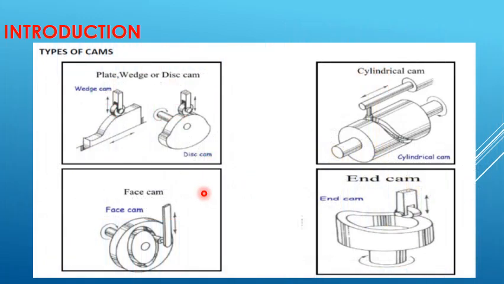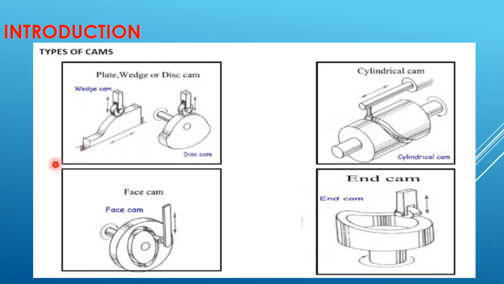Let's look at some of the types of cams. The first one here is a wedge cam. A wedge cam has a reciprocating action. This means the wedge cam is not going to rotate, but it's going to move backward and forward, and because of that movement the follower is going to go up and down. The disc cam has a rotational movement, and the follower goes up and down.